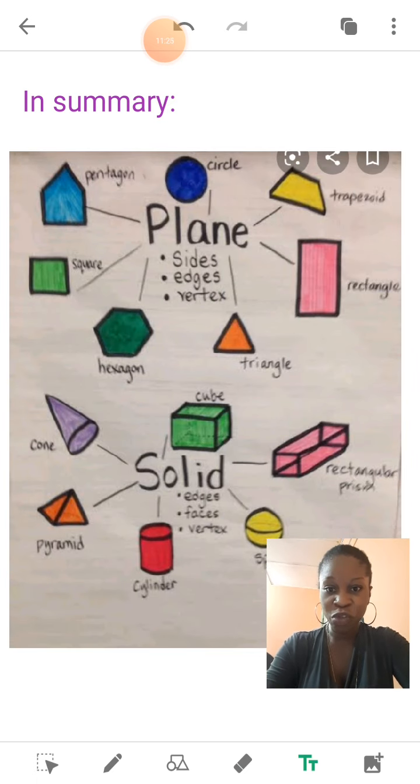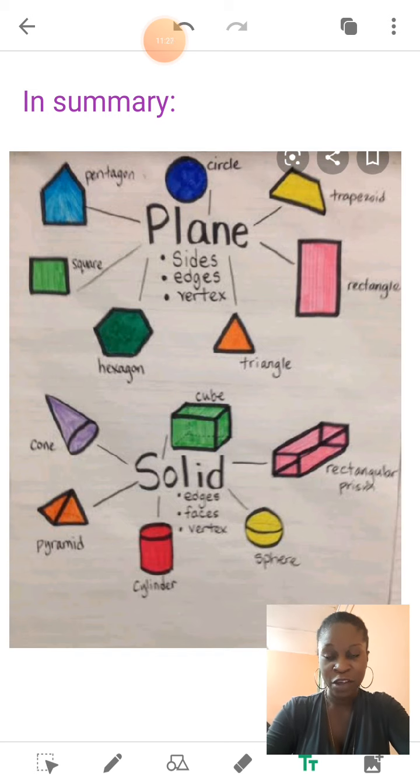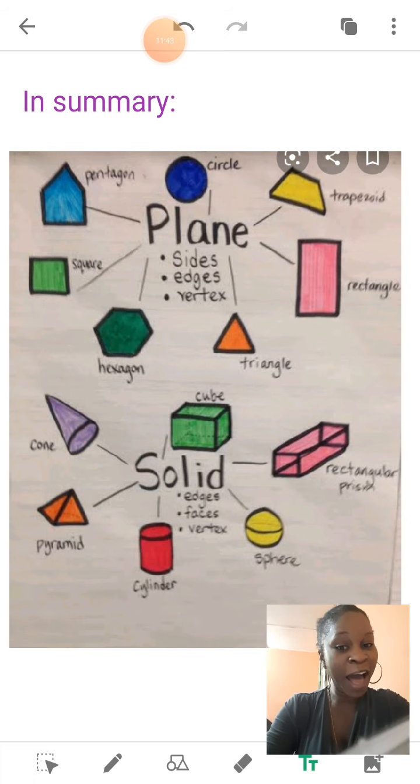Yes, this is like a summary of what I have said. We said that the 2D shapes are plane shapes. You can see the plane shapes here. I said that the 3D shapes are solid shapes. You can see solid. The 3D has the edges and faces, but the plane shape has got edges and sides.